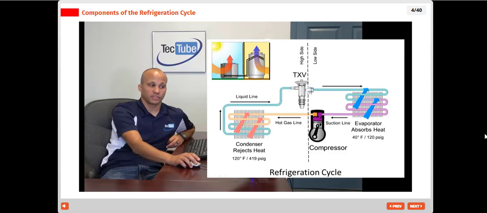So let's just follow a refrigerant molecule around the loop here. Let's start with the evaporator. I have a refrigerant molecule sitting there in the evaporator.